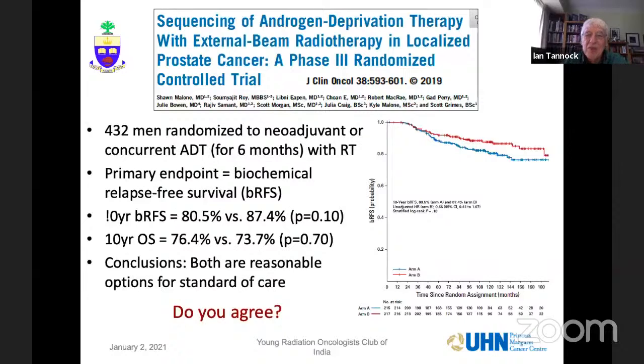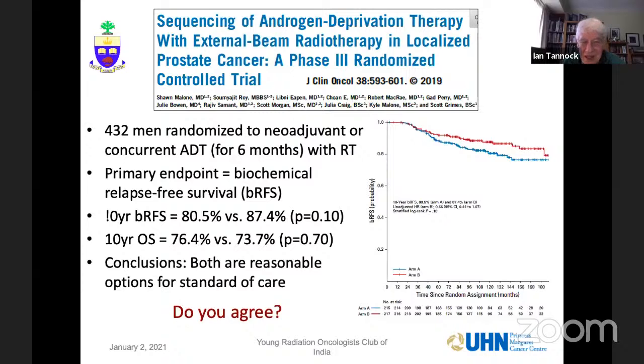Sequencing of androgen deprivation therapy with external beam radiotherapy in localized prostate cancer. So this was a trial in which 432 men were randomized to have 6 months of ADT, either starting 4 months before radiation and continuing through the radiation, or starting with radiation and continuing for 4 months after. The primary endpoint was biochemical relapse-free survival, i.e. how long it is before your PSA starts going up. And again, you could argue with that.